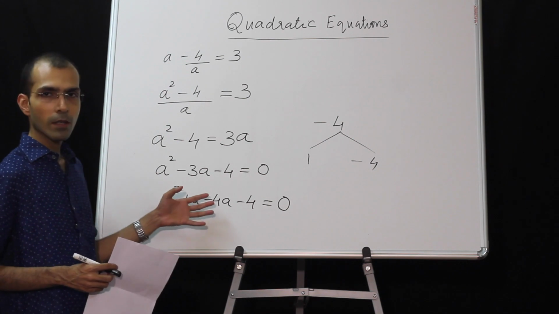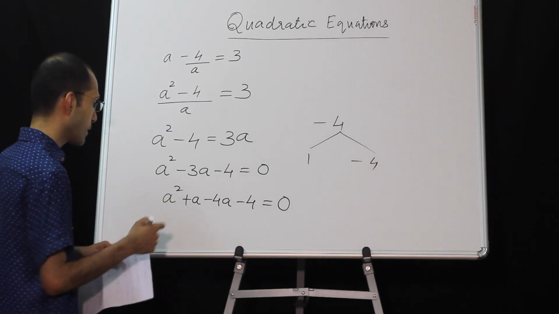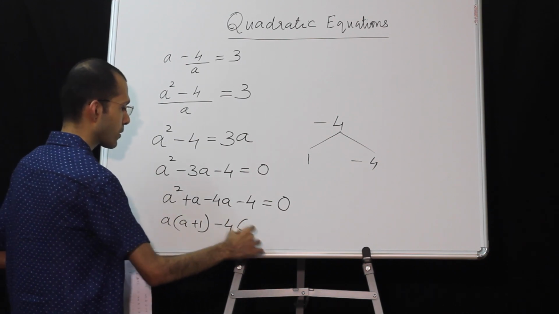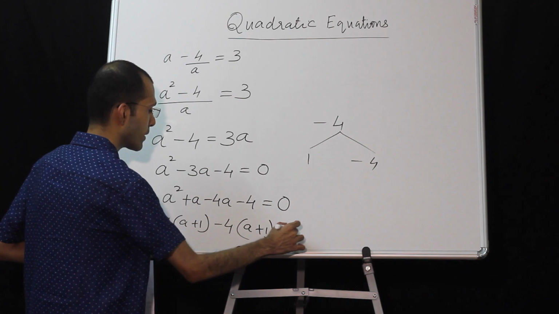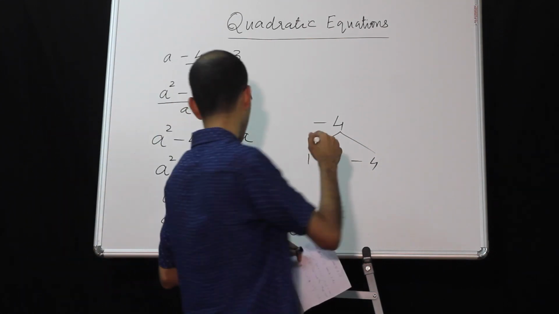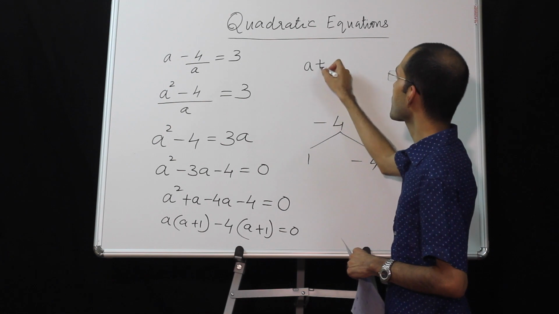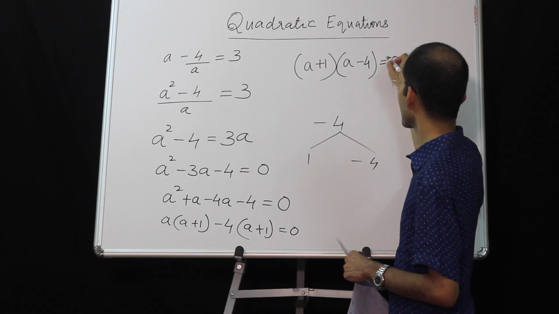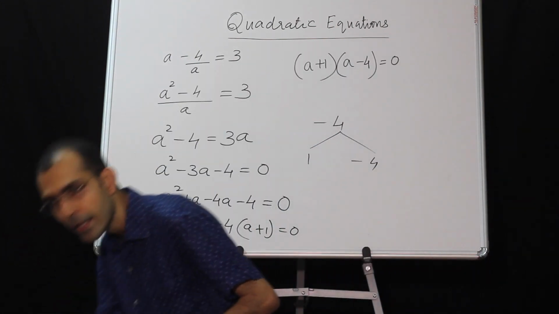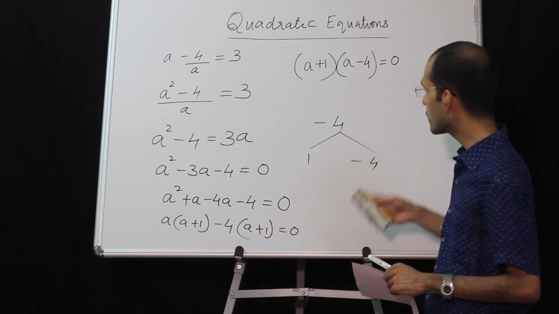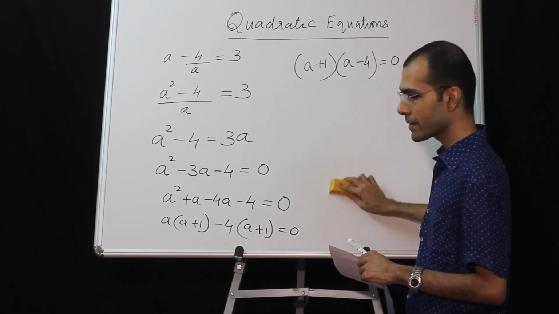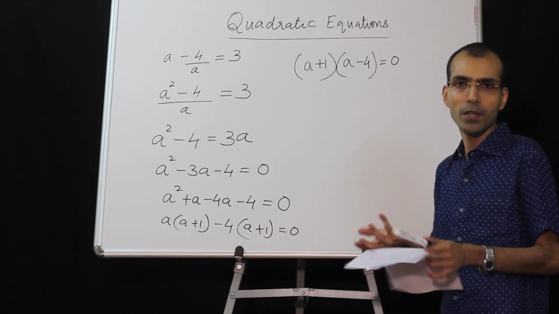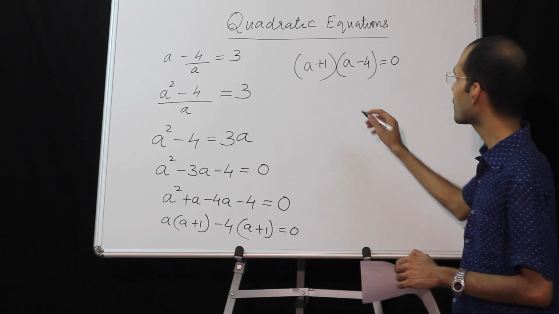Now what will you do? Routine factorization. A into a plus 1 minus 4 can be taken common into a plus 1 equaling 0. We have a plus 1 common into a minus 4 is 0. Now observe that product of two numbers is 0. If product of two numbers is 0, one of them will naturally be 0. Right? If product of two numbers is 0, then one of them has to be 0.